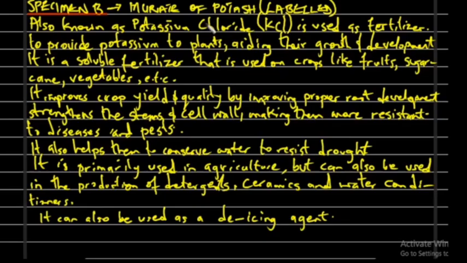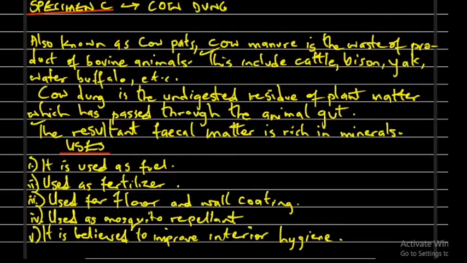And then we move further to the next specimen, which is our specimen C, the cow dung. Cow dung, also known as cow manure, is the waste product of bovine animals.